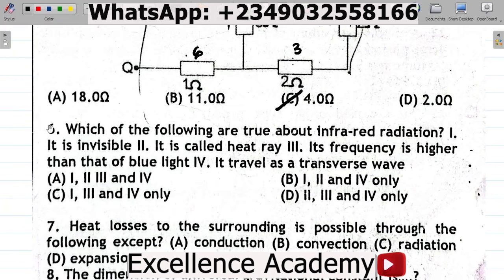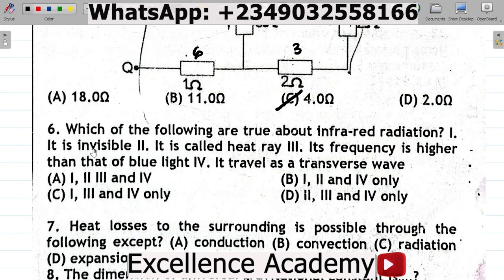Okay, question number 6. Which of the following are true about infrared radiation? I, it is invisible. II, it is called heat ray. III, its frequency is higher than that of blue light. IV, it travels as a transverse wave. So which of the following is true? A, II and IV. B, I and IV only. C, I and IV only. D, I and IV only. What is the correct answer?